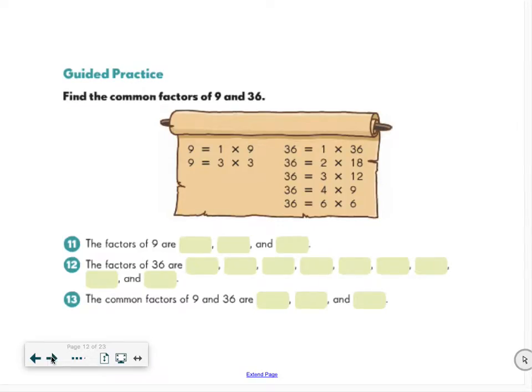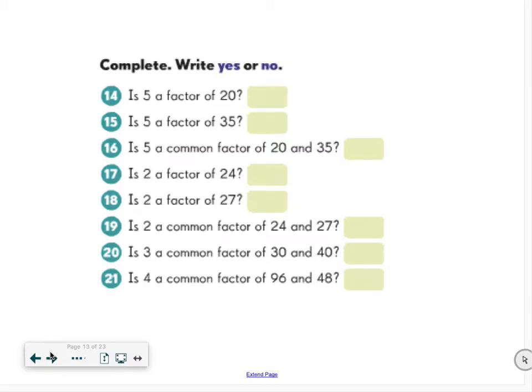Okay, let's try 9 and 36. If you want to try this one, you can try this one to practice. See if you can find the greatest common factor of 9 and 36. And then we have these yes or no questions. Let's use our divisibility rules. Is 5 a factor of 20? Maybe pause it, do these questions, and then we can check together.